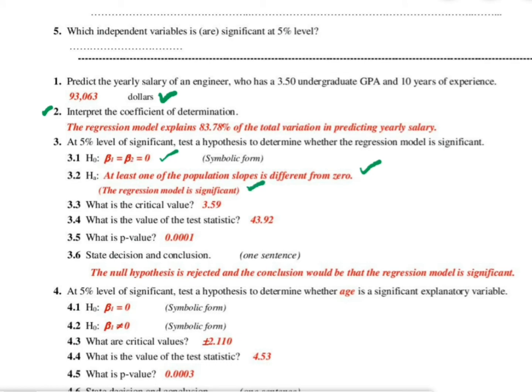After the critical value reading, what is the F table? Degrees of freedom for numerator is 2, x1 and x2. Degrees of freedom for denominator is n minus k minus 1. N is 20, so 20 minus 2 minus 1, 17.